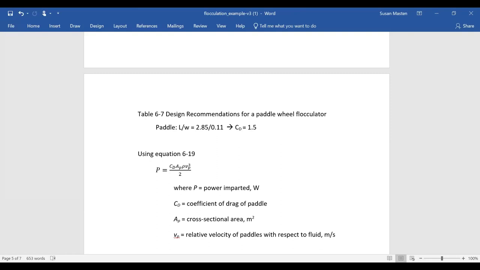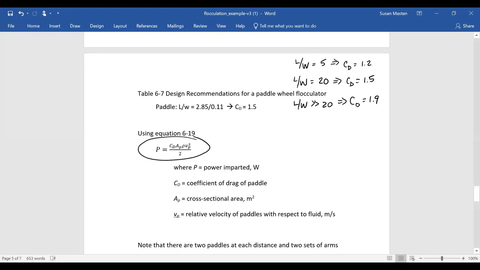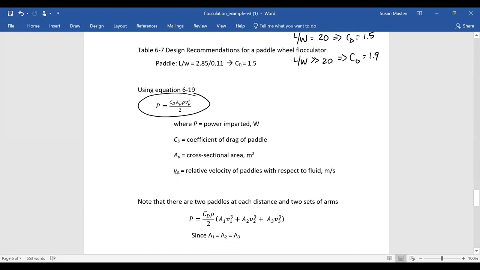Table 6-7 gives you design recommendations for a paddle wheel flocculator. It tells you that if the length to width ratio is 5, then you'll use a coefficient of drag of 1.2. If your length to width ratio is around 20, you'll use 1.5. And if it's much greater than 20, you'll use 1.9. We're going to use equation 6-9, which gives you the power imparted as a function of the coefficient of drag of the paddle. Since our length to width ratio is close to 20, we'll use a coefficient of drag of 1.5.